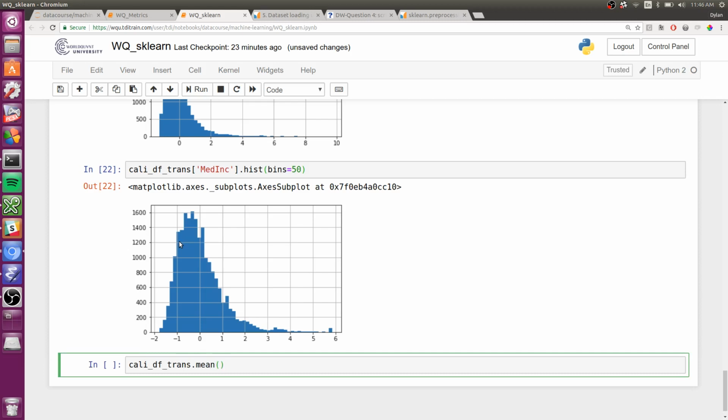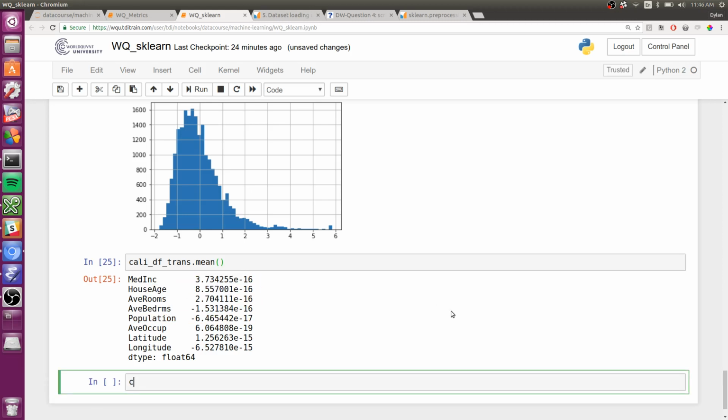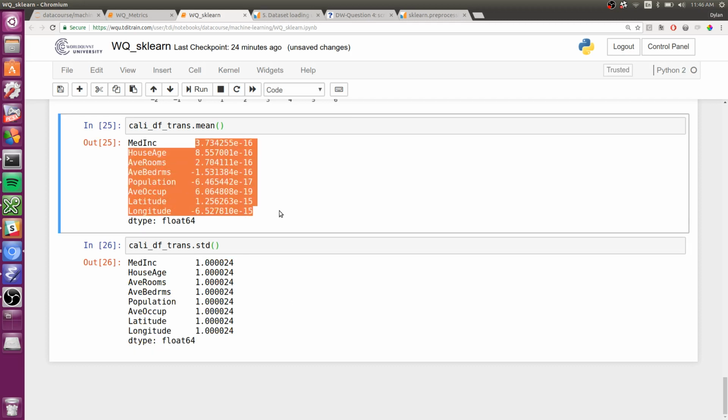And we can also see that by looking at the mean of each column. And we see all of these are to the minus 16th or 17th power. These are incredibly small numbers, very close to 0. And if we look at the standard deviation, we find it's very close to 1 for all of them. These are just basically coming down to floating point rounding errors, these differences from 0.